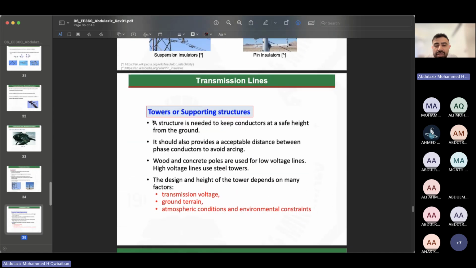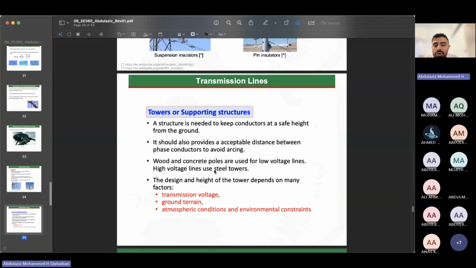Last thing we talk about is how we design towers. There is a whole civil engineering area responsible. We want to keep it at a safe height from the ground. And if the tower is too high, you need to put light bulbs for the airplanes. And you need to provide acceptable distance between phase conductors to avoid arcing effect, similar to corona. You don't want to have the two conductors touching each other or pulling towards each other.